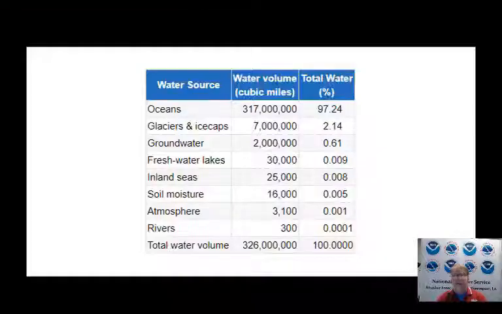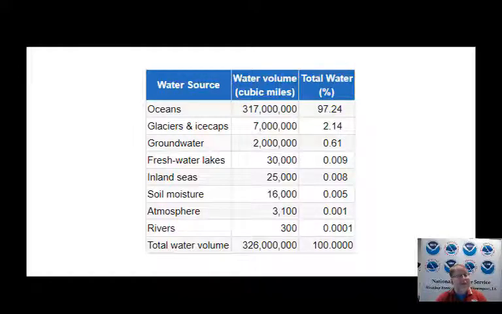But first, let's look at where is all the water, okay? On our planet, all the water is in lots of different places. The majority, by percentage, 97% of the water is in the oceans, okay? Glaciers, the ice caps, only got about 2%, all right? And you can look down the list here and see where all the different water is.